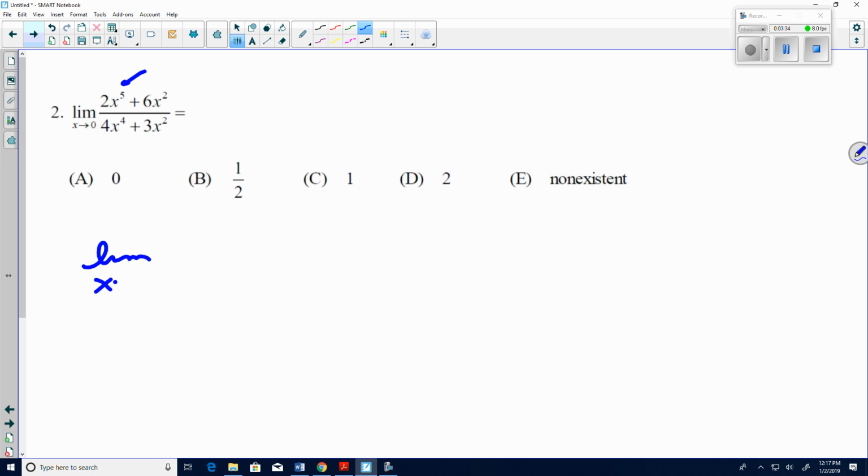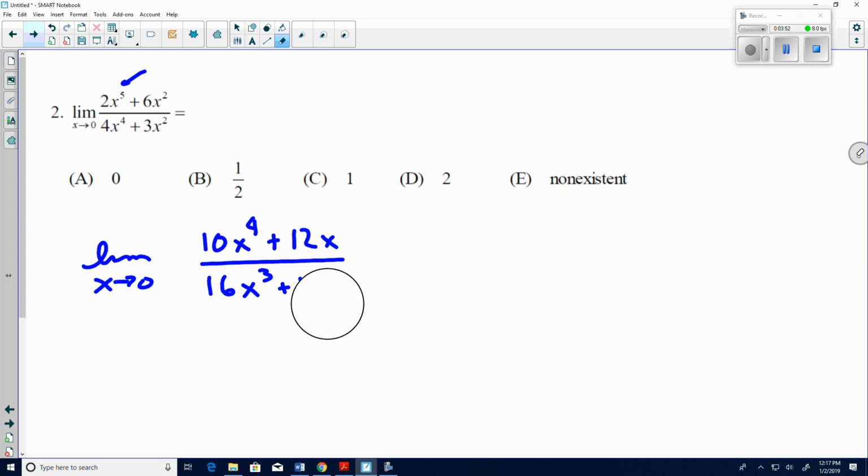Limit as x goes to 0. We take the derivative of the top, which is 10x to the 4th plus 12x, and the derivative of the bottom. We are not using the quotient rule here. 16x cubed plus 12 plus 6x. Do my multiplication right here. And again, we note that as x goes to 0, this is still 0 over 0. So we'll, again, use L'Hopital's rule here and look at the derivatives once again.